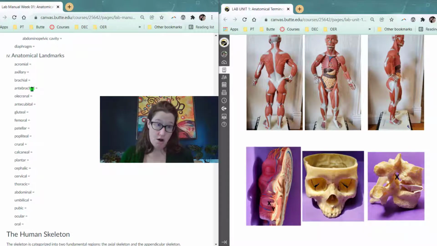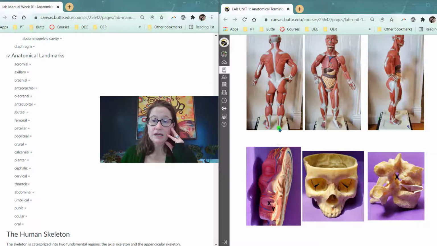Antibrachial is the forearm. Olecranon is the back of the elbow, the part you would rest on a table. Antecubital is the front of the elbow, the crook of the elbow where you might get blood drawn. Gluteal refers to the butt, where the gluteal muscles are. Femoral refers to where the femur is in the thigh. Patellar, the patella is your kneecap on the front of the knee. Popliteal refers to the crook at the back of the knee. And I'm not really referring to the model, but I can get better about that. Crural is the term for the anterior surface of the shin.